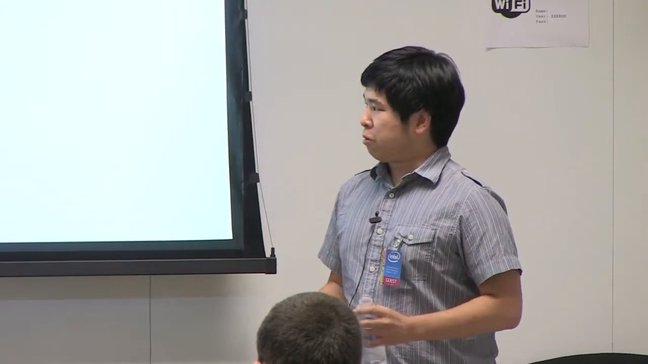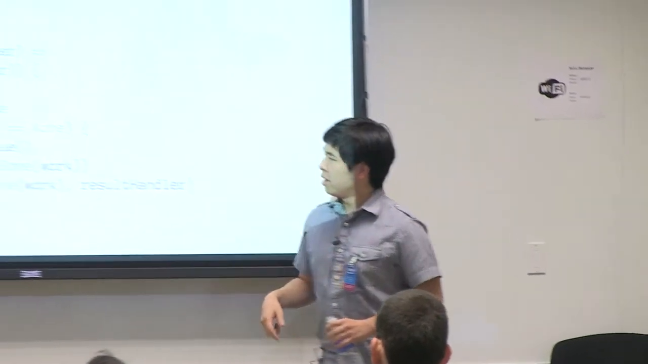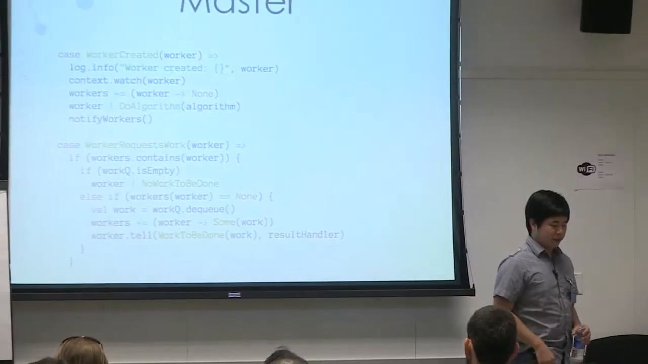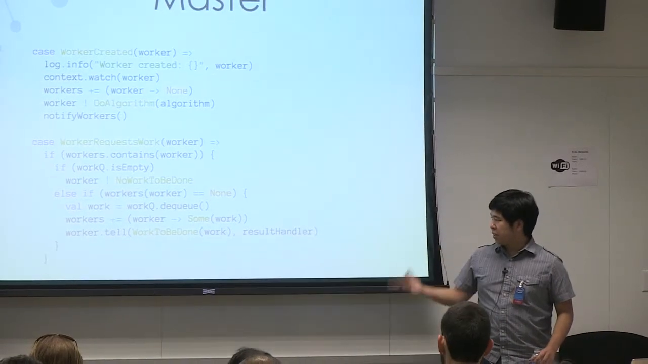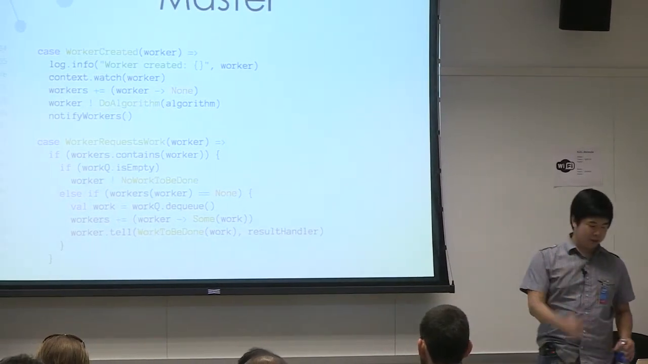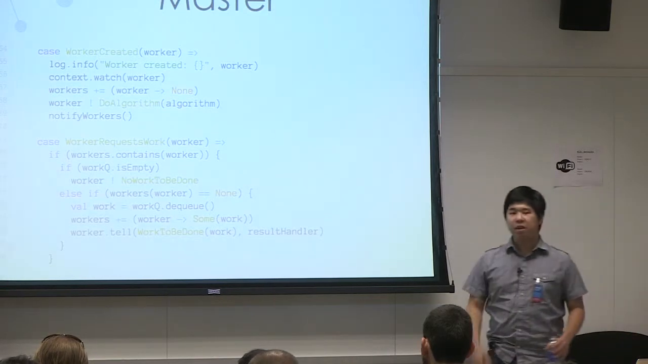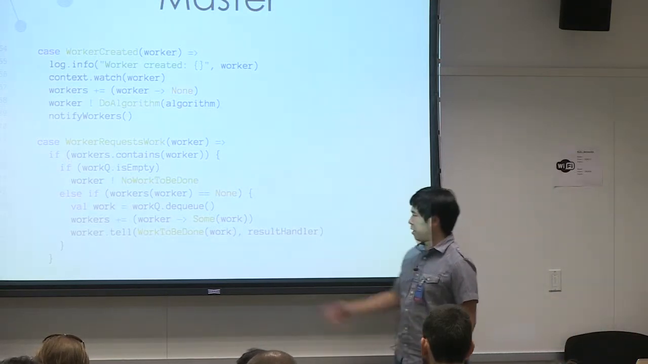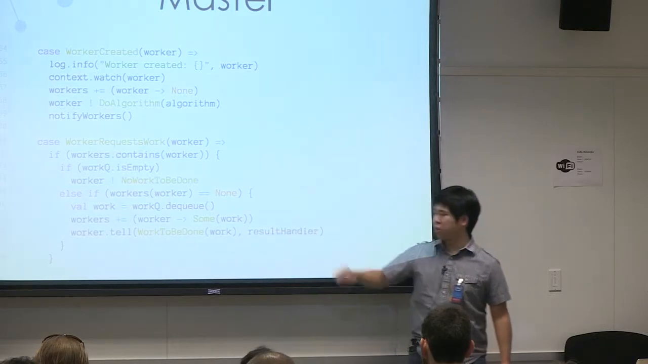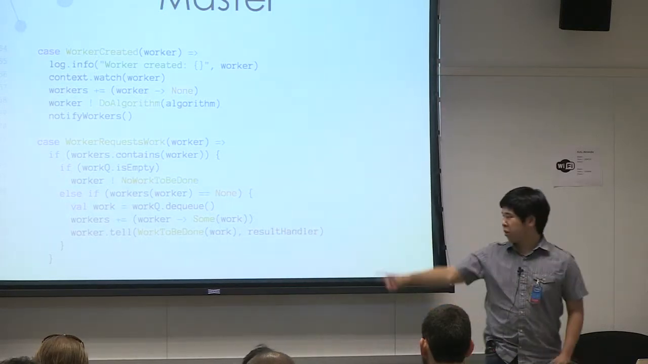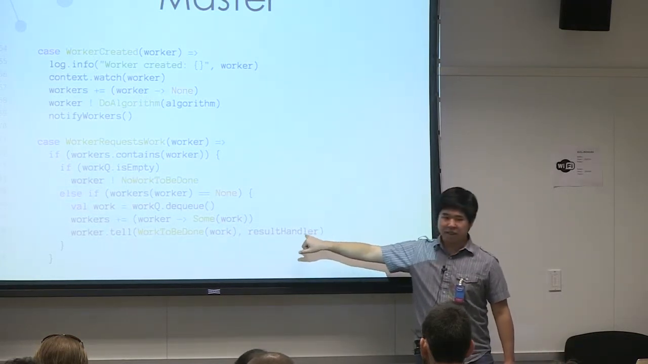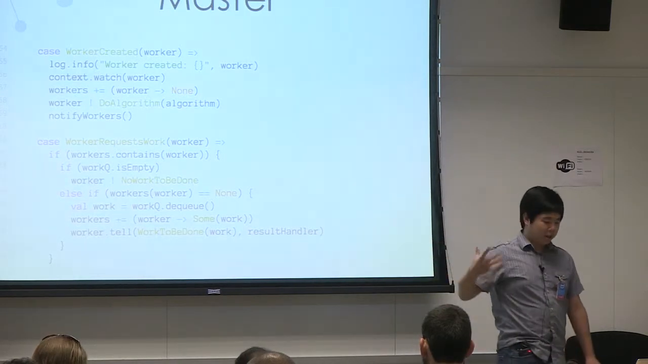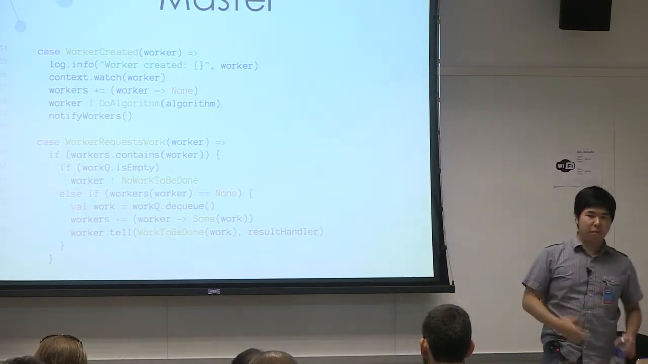The second message, worker request work, is pretty simple. It makes sure that the worker has registered before. If the work is empty, it just sends back there's no work to be done, and you can sit in the idle stage. Otherwise, if you are idle, then I dequeue something off the work. I put into the mapping that you are doing work, and then I tell you the work that I want you to do. And notice that we're not just doing worker bang work to be done work. We're using this worker.tell so I can do this result handler thing. So to the worker, the sender is the result handler, and so it can automatically use the sender to send back whatever the result is.